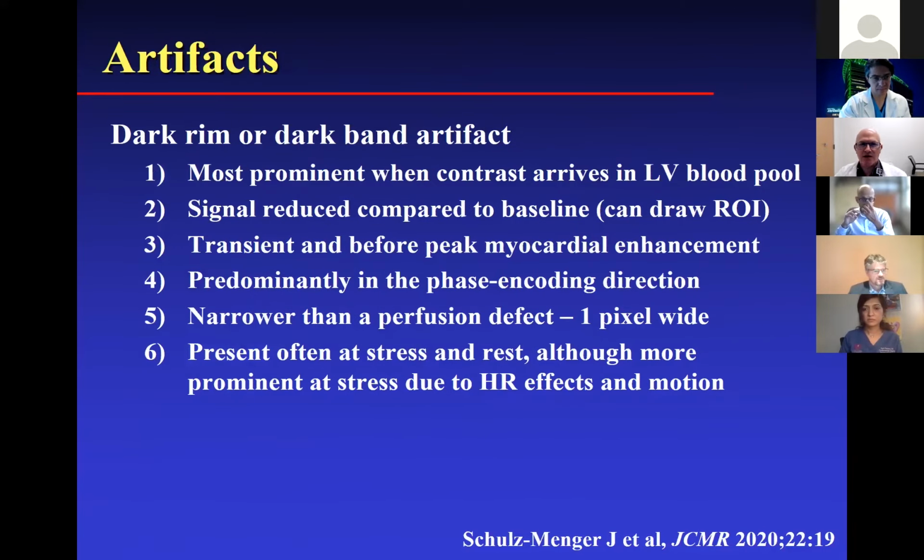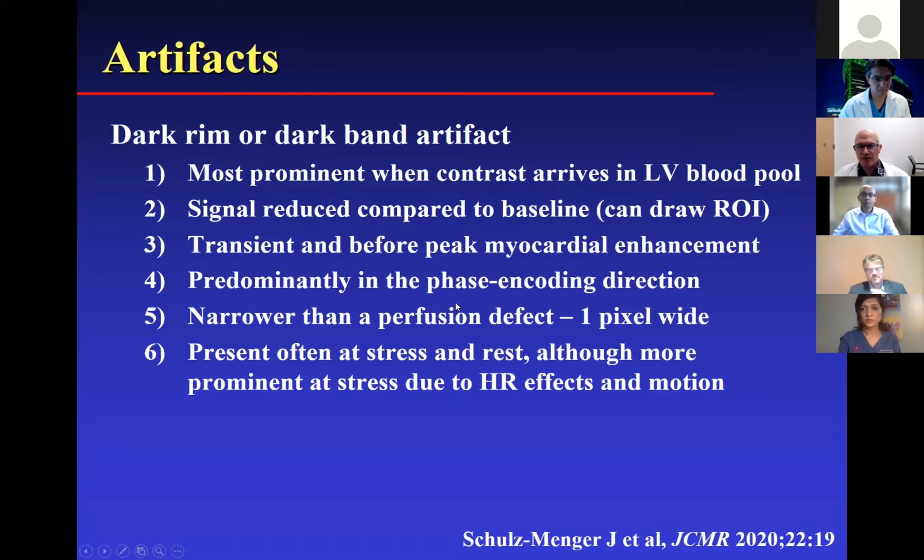So lastly, a couple words about artifacts. The most common is what's called a dark rim or dark band artifact. It's most prominent when contrast arrives in the LV blood pool, so before contrast arrives in the myocardium. The signal may be reduced compared to baseline. You can draw a region of interest in it if that helps. It's generally very transient and before the peak myocardial enhancement.